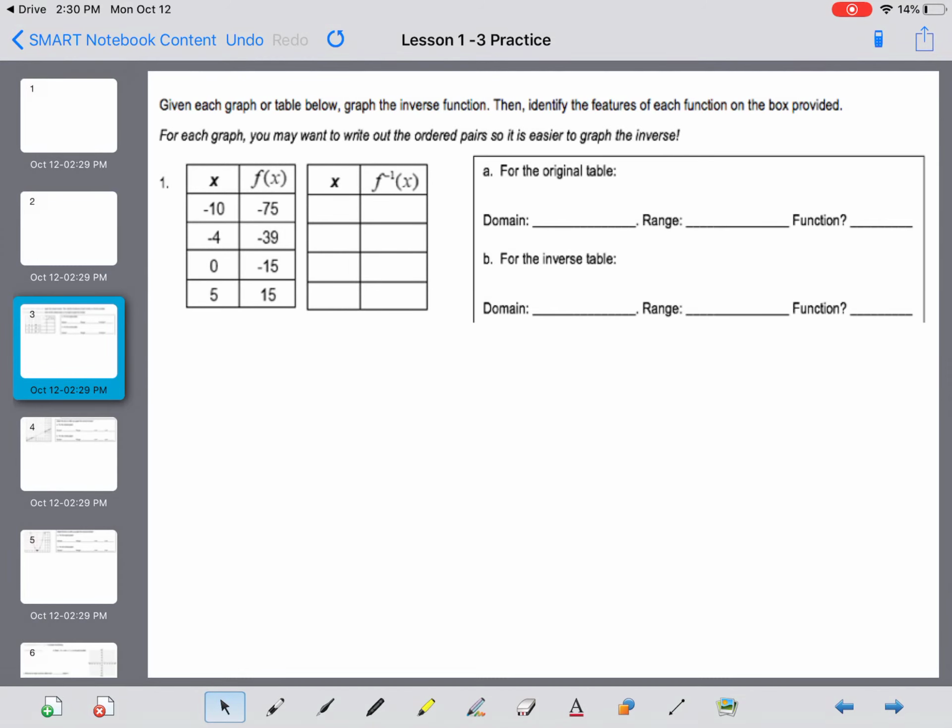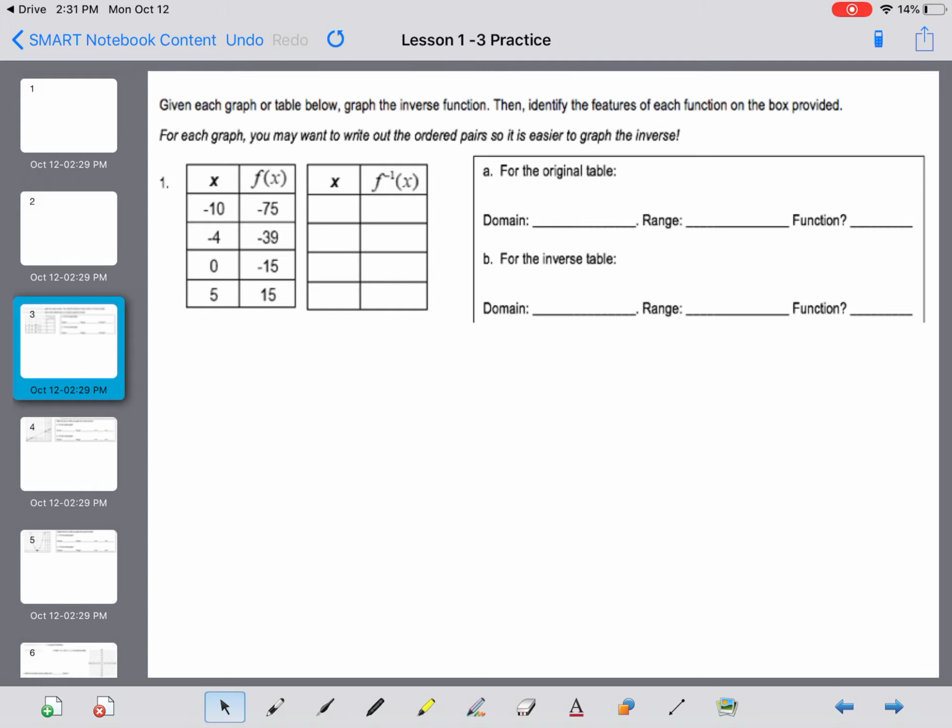So we take a look at number 1. In your practice, we are going to find the inverse or graph the inverse of each function and then answer the questions in the box. Okay, so if we look at number 1, we have a table.